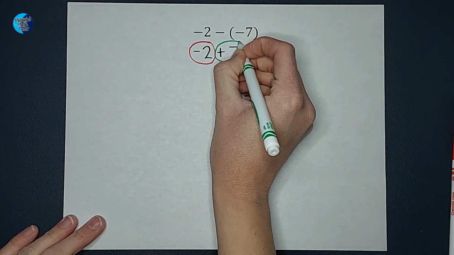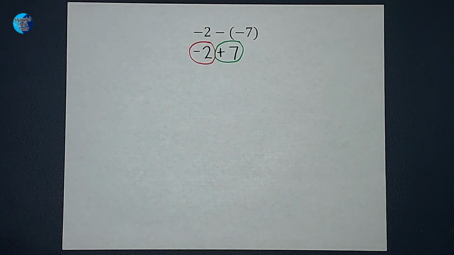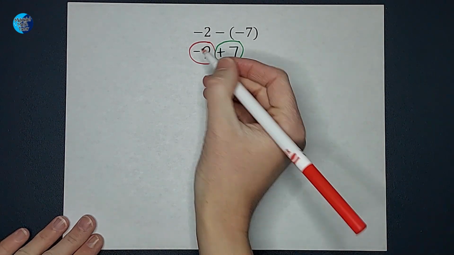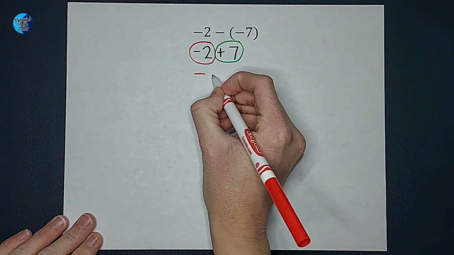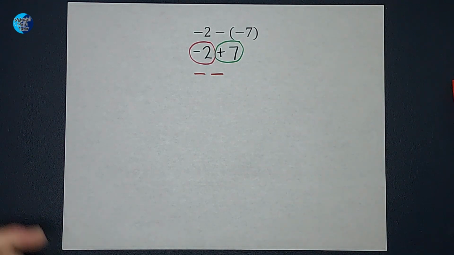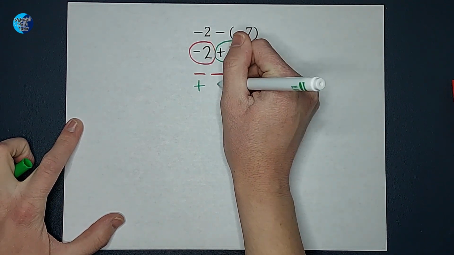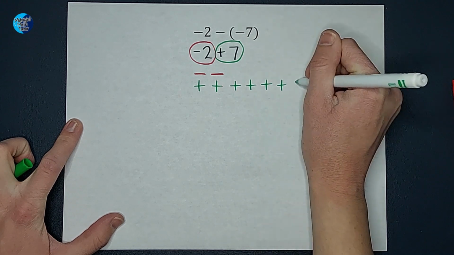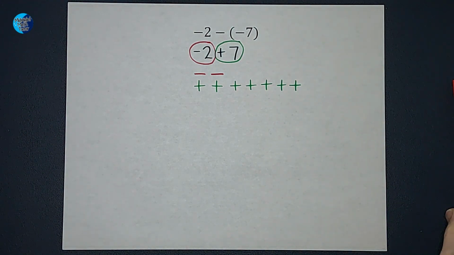Then I'm going to go ahead and draw out how many of each I have. So I have two negatives, so 1, 2, and I have 7 positives. Okay, there are my two negatives and 7 positives.